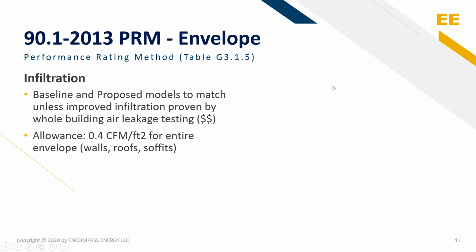So what about infiltration? Again, the simplest way to deal with this is that they need to match. The only way to prove otherwise is if you can prove that you have lower leakage than the baseline through whole building testing, which generally is cost prohibitive.